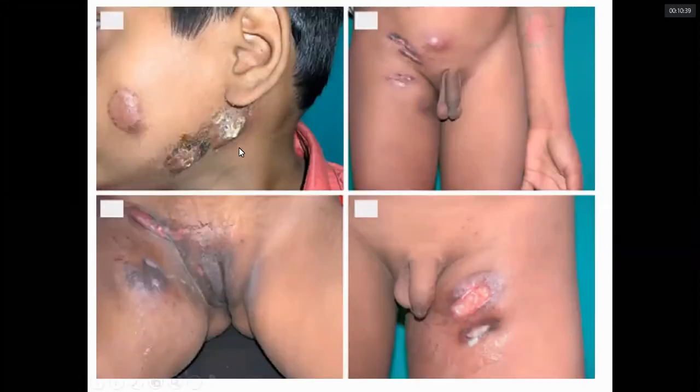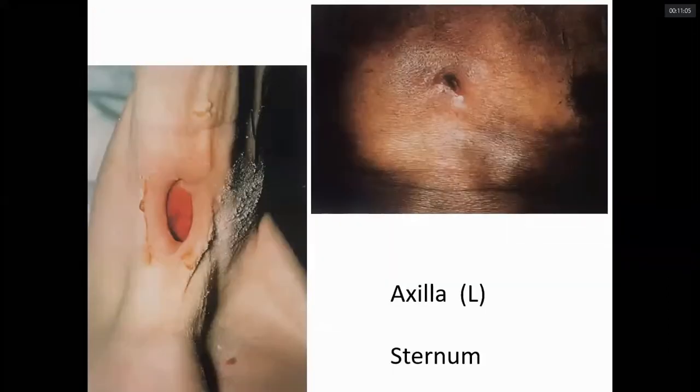You can see this is the bluish nodule overlying the infected lymph node. Okay? This is scrofuloderma. This is the cervical lymph node. These are the inguinal lymph nodes, and this is the scrofuloderma. Okay? There is ulceration also. This is also scrofuloderma from the infected axillary nodes, and this is also scrofuloderma from the chest.